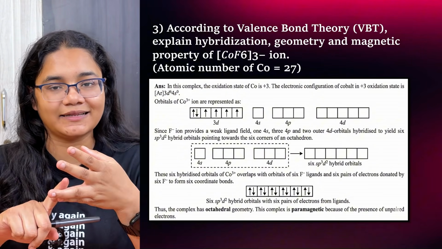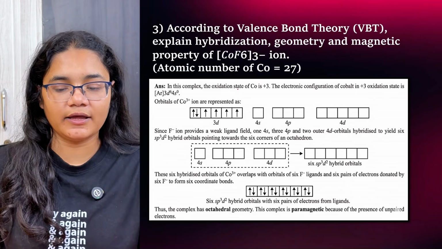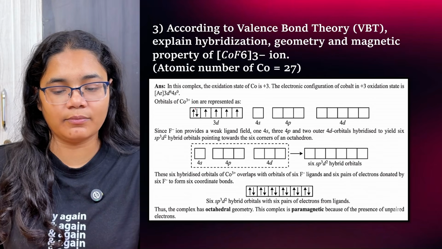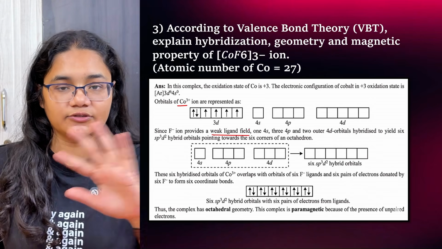There are 4 compounds in the NCERT. Any one of these 4 compounds will be asked in the examination. So [Co(NH3)6]3-. Cobalt is in +3 oxidation state, that is d6 configuration. F is a weak field ligand, so no pairing of electrons.